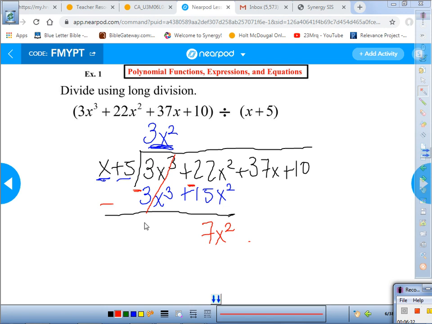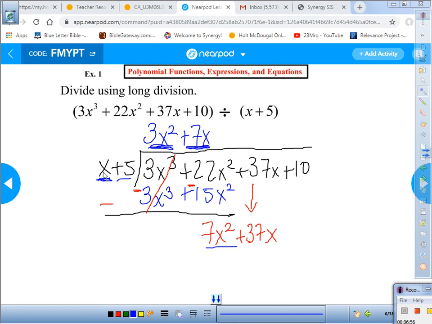All right. Are we there so far? All right. Just like any division, what's the next step? We bring down the next term. What's my next term? Positive 37x. And we ask the same question again. What number times this first term gives me this first term? So it's positive 7x. So 7x times x, that's 7x squared. What is 7x times 5? Positive 35x.